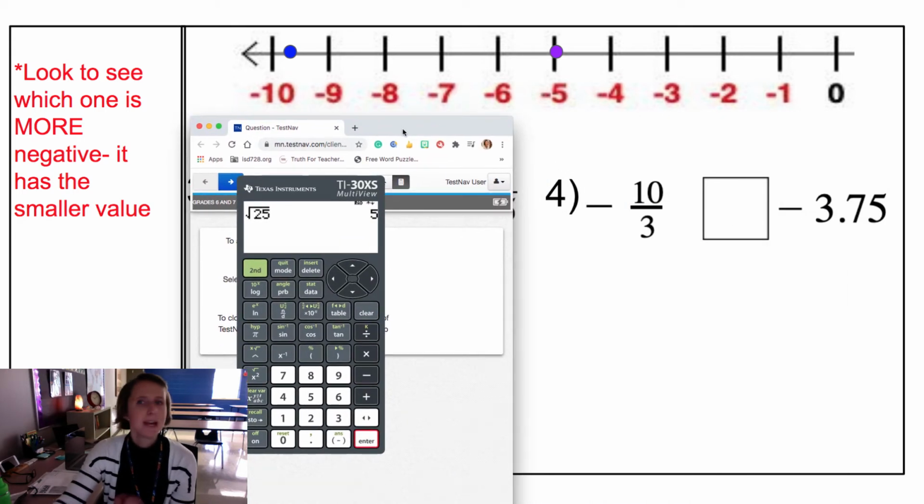If you didn't write it down yet, pause the video and write it down. We're going to compare negative 10/3 to negative 3 and 75/100. Let's start by changing negative 10/3 into a decimal. I'm going to ignore the minus sign. I'm just going to go 10 divided by 3.